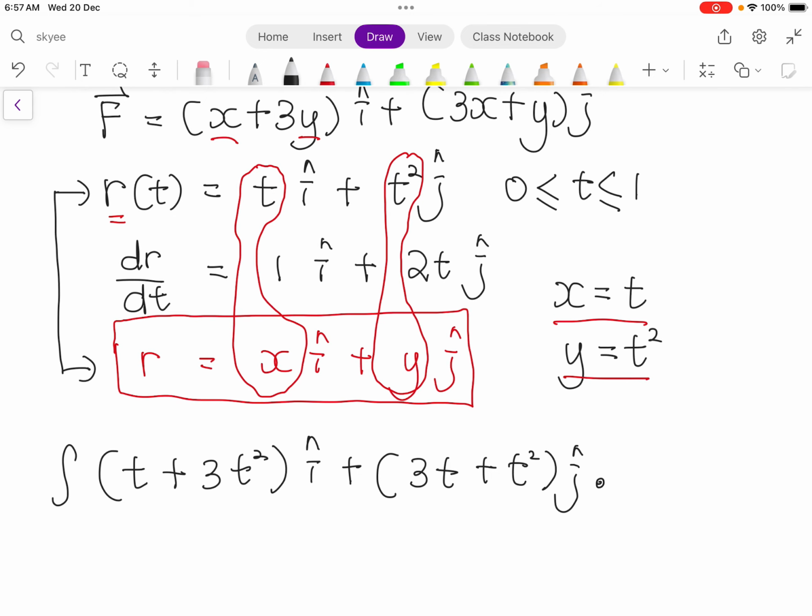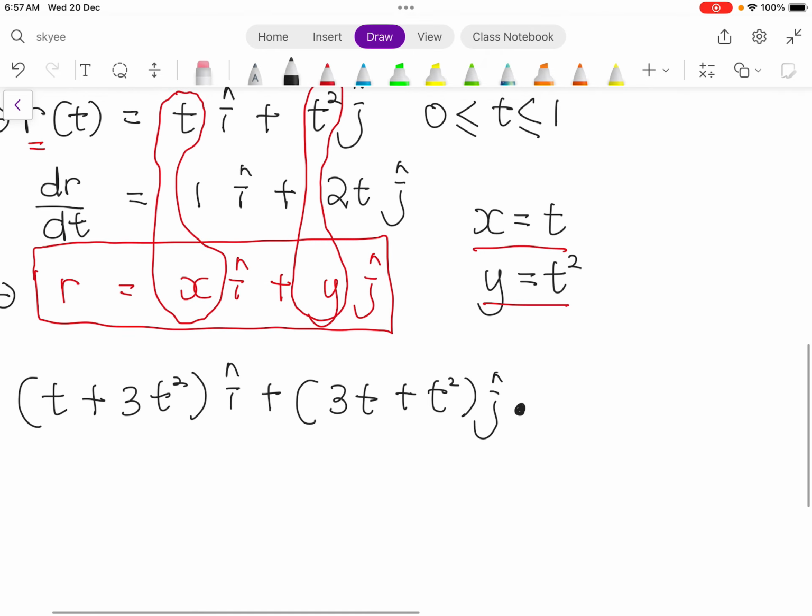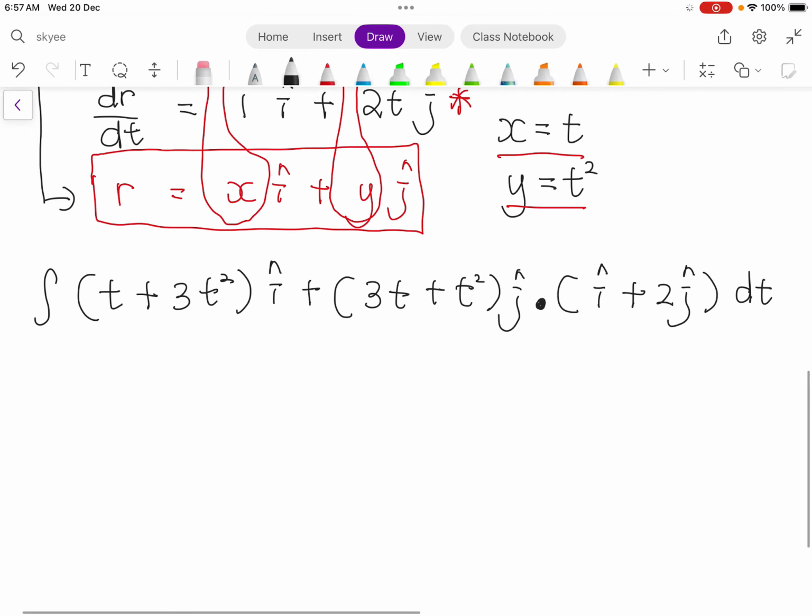Okay, and you dot product with the dr. So dr is this one, which we have calculated just now. So you have the i, plus 2j, and dt. The t is from 0 to 1, right? 0 to 1. So let's continue.